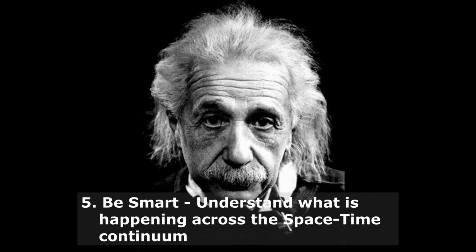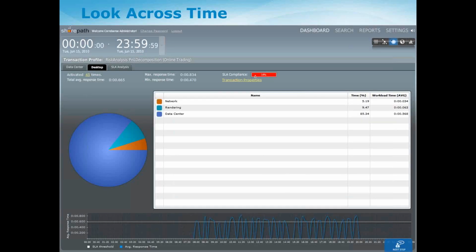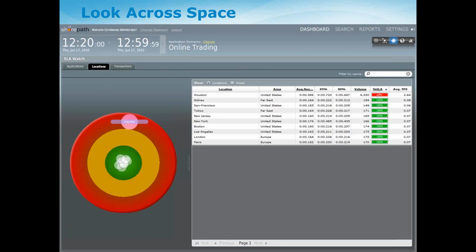So the fifth best practice that we see is you need to be smart. You need to understand what is happening across the space-time continuum, as Dr. Einstein would say. So you need to look across time. You need to understand your mobile application performance from a historical standpoint, being able to look back in time and see what happened with my individual requests that were coming in over the past day or the past week or the past month. And you need to be able to look across space.